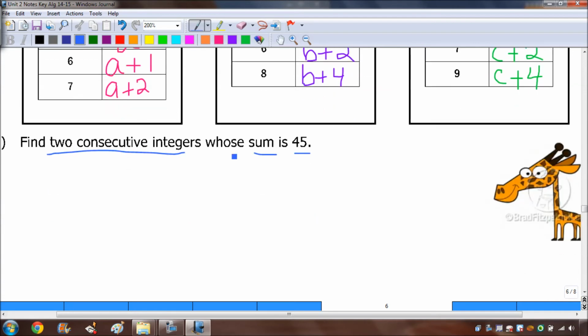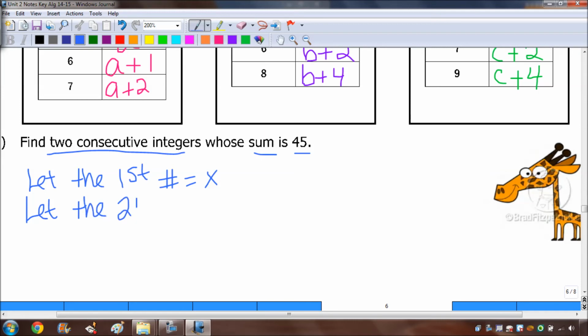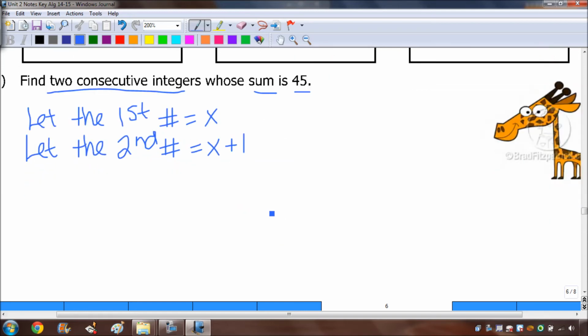So there are 2 numbers I don't know. So I'm going to say let the first number equal x. And that means that the second number, since they're consecutive integers, they come one after the next. So I'm going to say the next number is going to equal x plus 1.